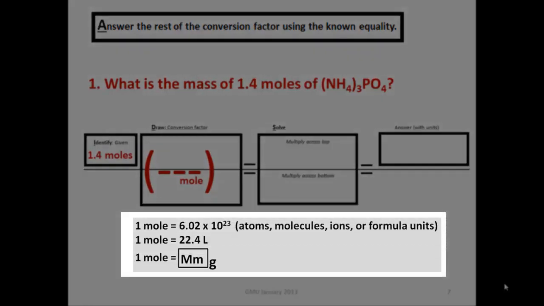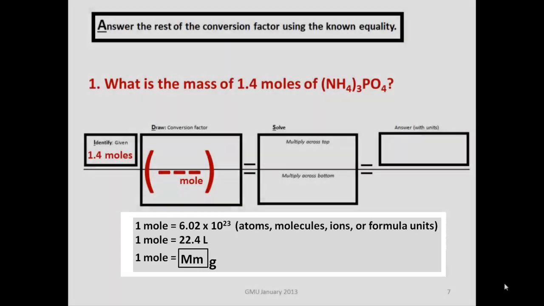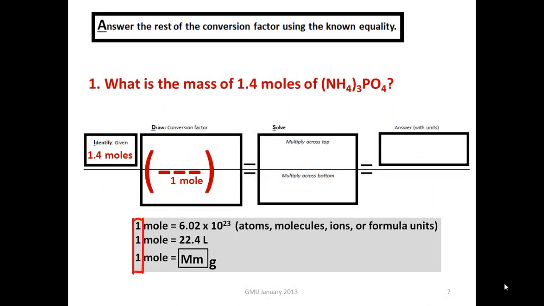For this, we'll need our gray box of mole equalities. If you look at the gray box, the number that always goes with moles is 1. So we'll put 1 on the bottom with moles. Now, 1 mole is in every equality, so we're not sure which one to use. How do we know? We look at the question. In the question, it is asking, what is the mass? Well, mass means grams, so we'll be using the equality that deals with grams, the third one right here.